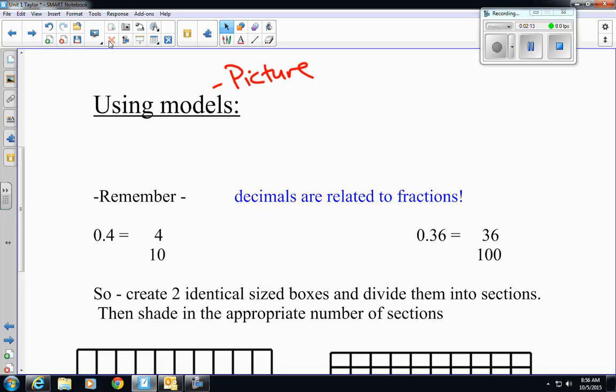What I mean today, if we look at this remember box, we are remembering that decimals are related to fractions. So right in this box here, put that away. This one works out just fine. Decimals are related to fractions. They're really the same thing. They're just written differently.